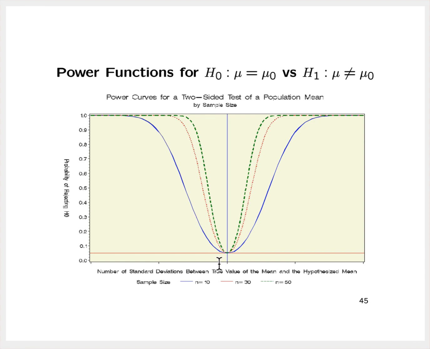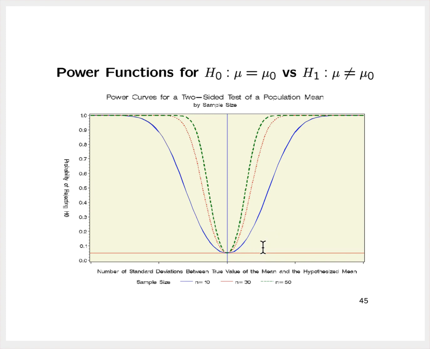You can see that when mu is very close but not equal to mu sub 0, there's not a lot of power. The probability of rejecting the null hypothesis is not much greater than 5%. But as the true value of mu gets further and further away from the hypothesized value of mu sub 0, the corresponding probability of rejecting the null hypothesis increases. It starts to increase very quickly until it's approaching 1, and then it levels off.